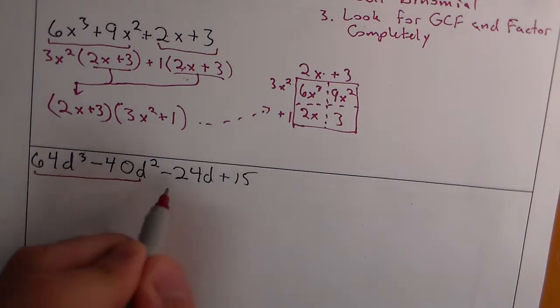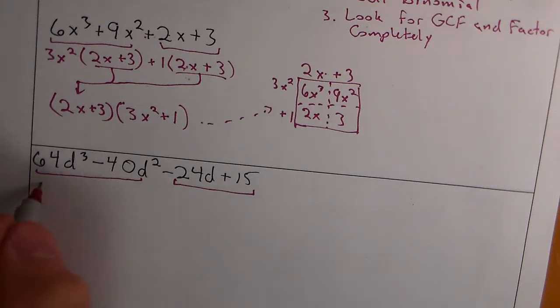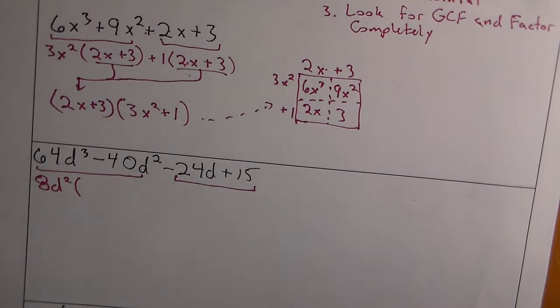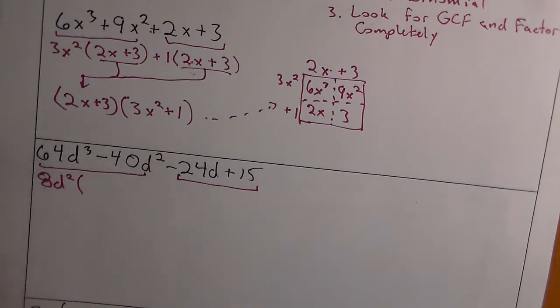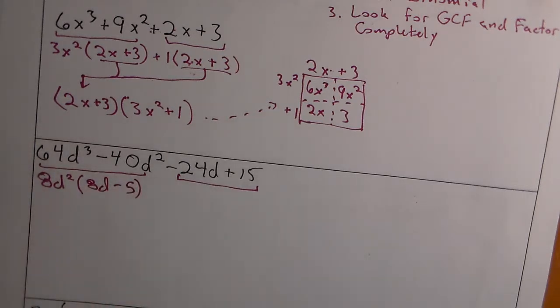So first two, last two. The first two look like they have maybe an 8. So let's go 8d squared. And even if we don't get the largest, greatest common factor and it doesn't match at first, we can still kind of work with it and make sure they do match. So 8d squared leaves me with 8d minus 5.